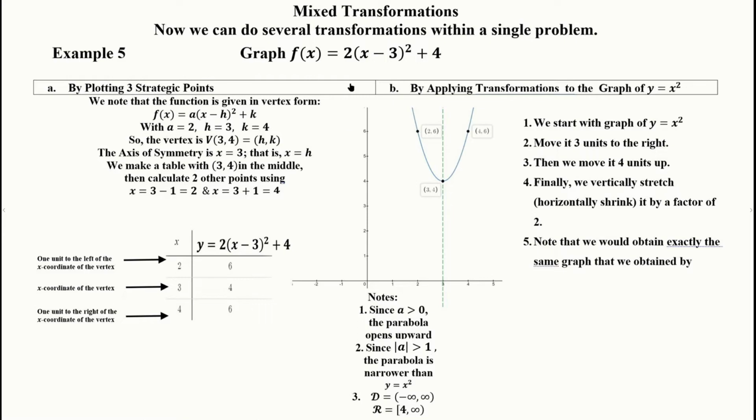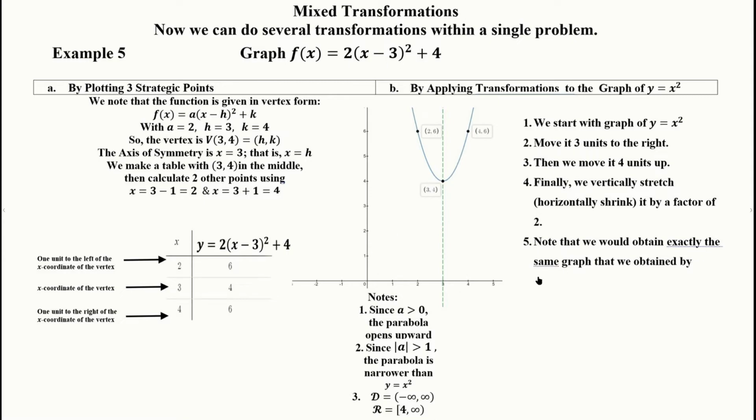Now, notice that the absolute value of a is greater than 1, so we expect this parabola to be narrower than y equals x squared. And that's how you can obtain the graph by just applying transformations. But if you actually want to get 3 strategic points to plot, always start with the vertex, which we know is (3, 4). Move 1 unit to the left of the x value of the vertex and 1 unit to the right. Plug in and obtain your y values, then plot those and you have your graph.